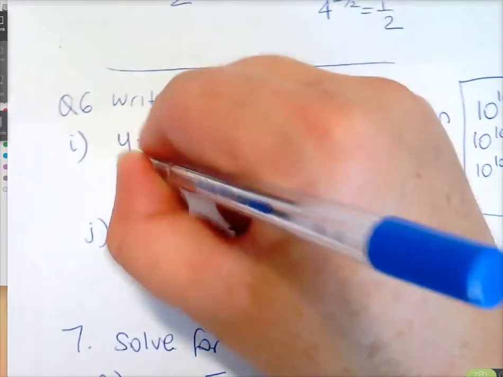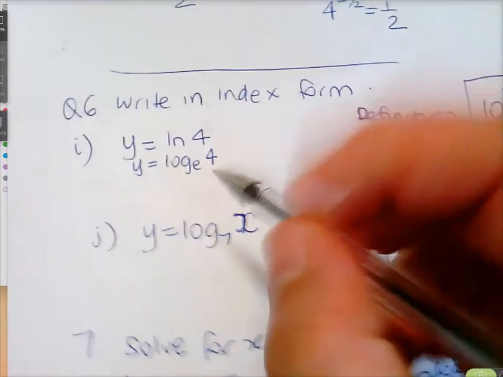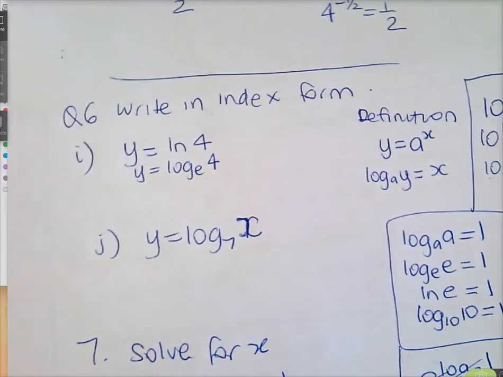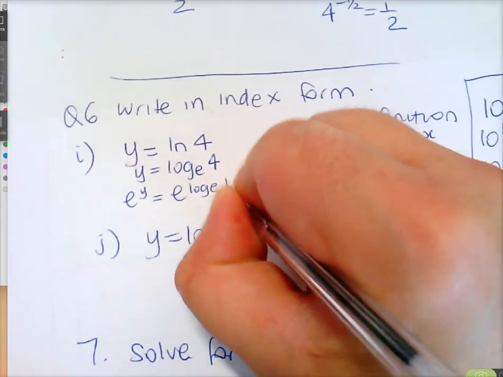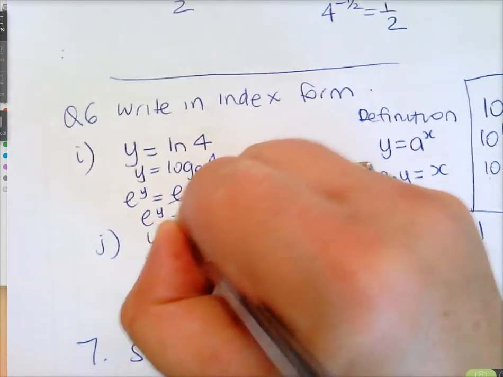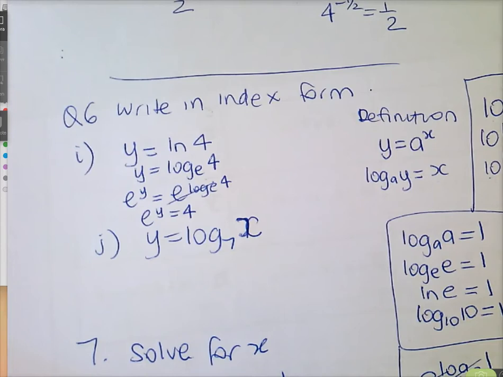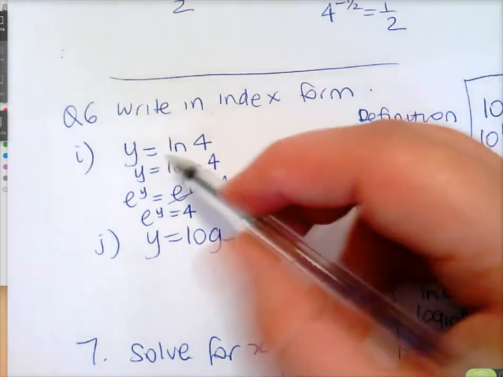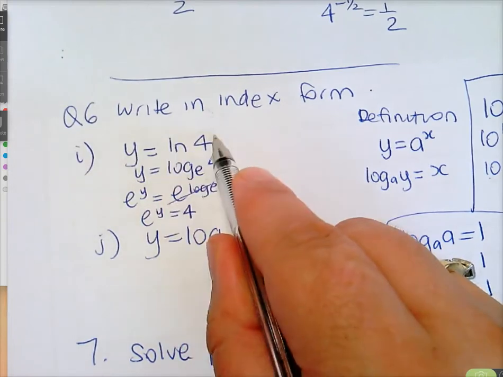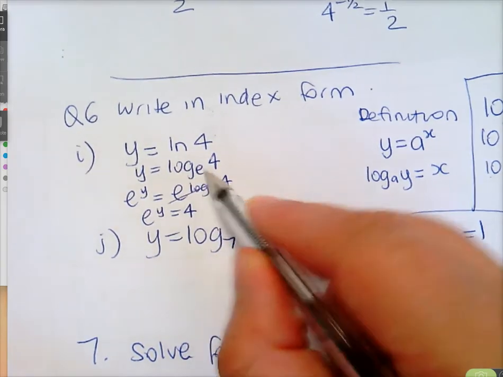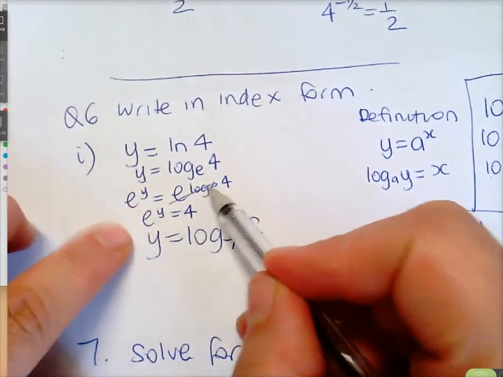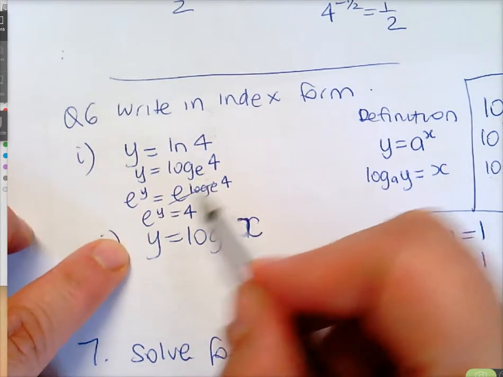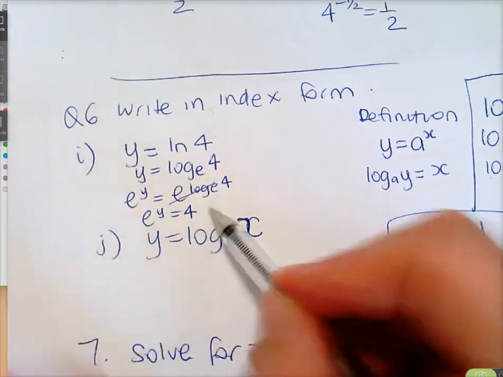So, here, write this in index form. Doesn't that mean y equals log to the base e of 4? How am I going to get rid of that log to the base e? I take e of both sides. e to the y equals e to the log e of 4. e and log e cancel. You get e to the y equals 4. That's the opposite. So y equals ln 4 means y equals log to the base e of 4. How do you get rid of the log e? You do e to the power of both sides. e to the log e cancels. You get e to the power of y is 4.